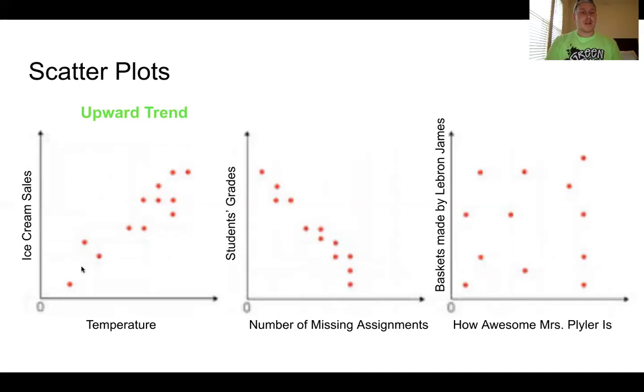And that makes sense. We're probably not going to buy ice cream when it's close to 0 degrees. I don't really crave ice cream when it's really, really cold outside. However, when it's hotter, it seems like there's a lot more sales of ice creams. So that again would be called an upward trend.